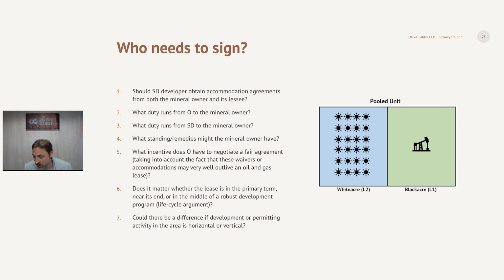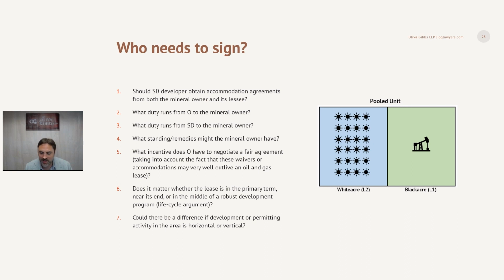Well, I've got a whole laundry list of potential issues here. The first question is, should the solar developer obtain accommodation agreements from both the mineral owner and its lessee? Well, what duty runs from the operator to the mineral owner? We talked about that: reasonable, prudent operator. What duty runs from the solar developer to the mineral owner? Well, it's to allow them such use of the surface as is reasonably necessary to develop the minerals under the Accommodation Doctrine. So then what standing or remedies might the mineral owner have in this type of situation? Also, what incentive does the operator really have to negotiate a fair accommodation agreement, taking into account the fact that these waivers or accommodations may very well outlive an oil and gas lease?